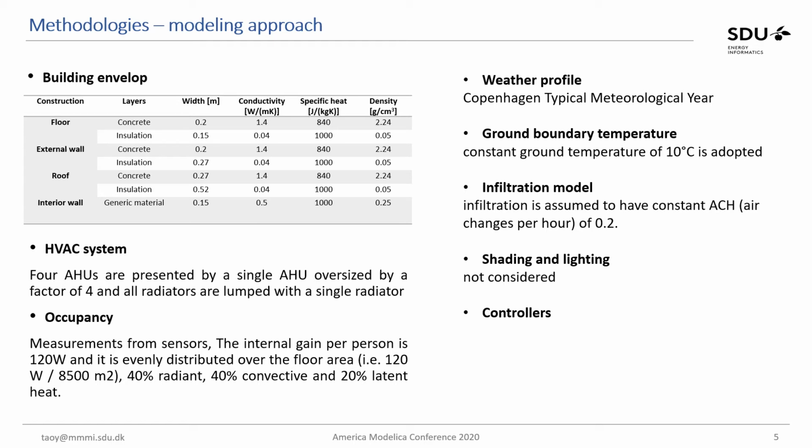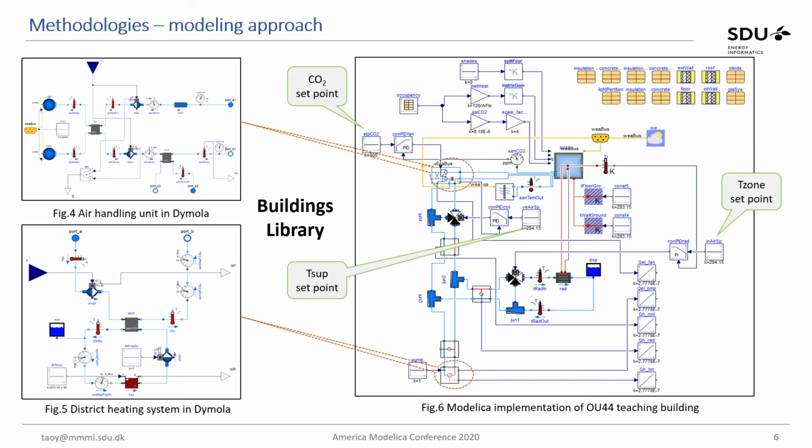For the occupancy, we have installed the camera-based sensors in the building. Therefore, we have the measurement from the sensors, and the internal heat gain per person is assumed to be 120 watts, and it is evenly distributed over the floor area. Also, there are some other boundary conditions, data, and important assumptions showed on the right side, such as weather profile and ground boundary temperature, infiltration model, and the shading and the lighting. As for controllers, this controller will be showed in the next slide.